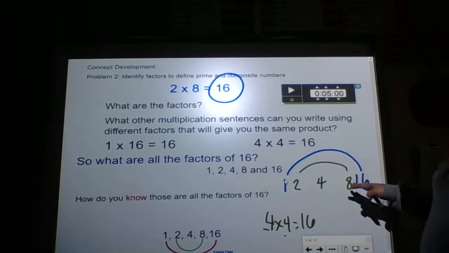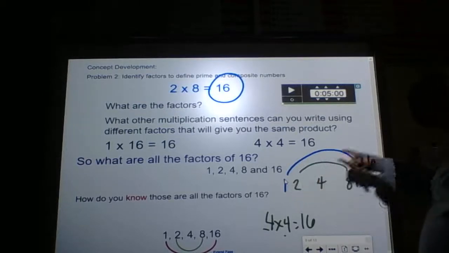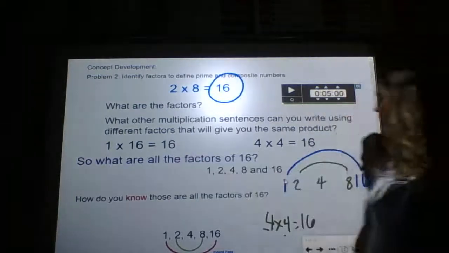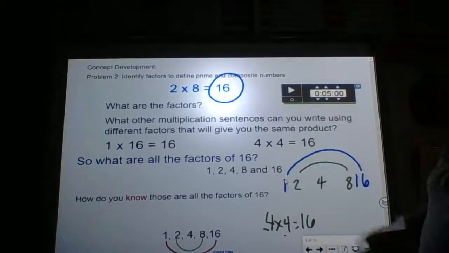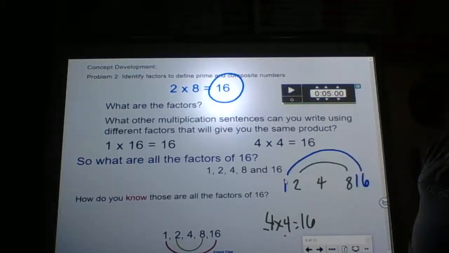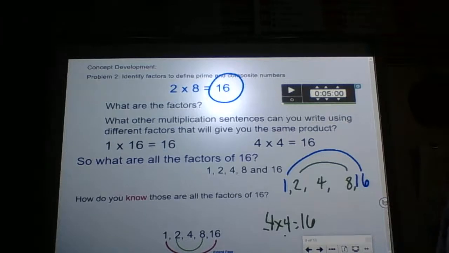So if someone then said, write out all the multiplication sentences that build 16, I would write 1 times 16, like this. I would write 2 times 8, which is this up here. And I would do my 4 times 4 equals 16. If someone asked me to list the factors in order, I can just put commas in my rainbow. Boom. It already lists the factors in order. Factor rainbow is the way to go.